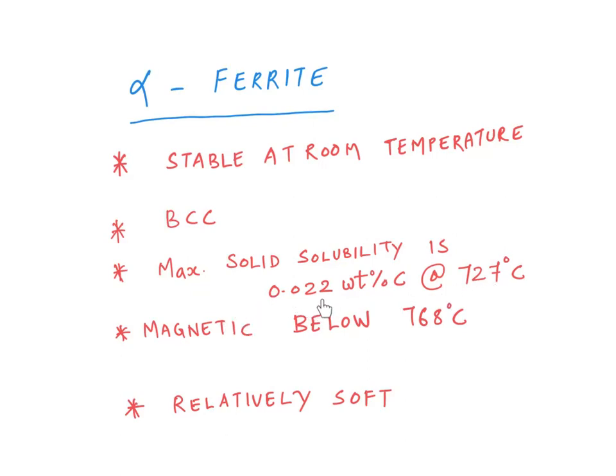One thing I would like to bring to your attention: I'm writing weight percentage of carbon, I'm not writing weight percentage of iron carbide. So this should be taken with a pinch of salt. Moreover, it is magnetic below 768 degrees centigrade. This is the Curie temperature I was talking about. Then, talking about the mechanical properties of alpha ferrite, it is relatively soft.